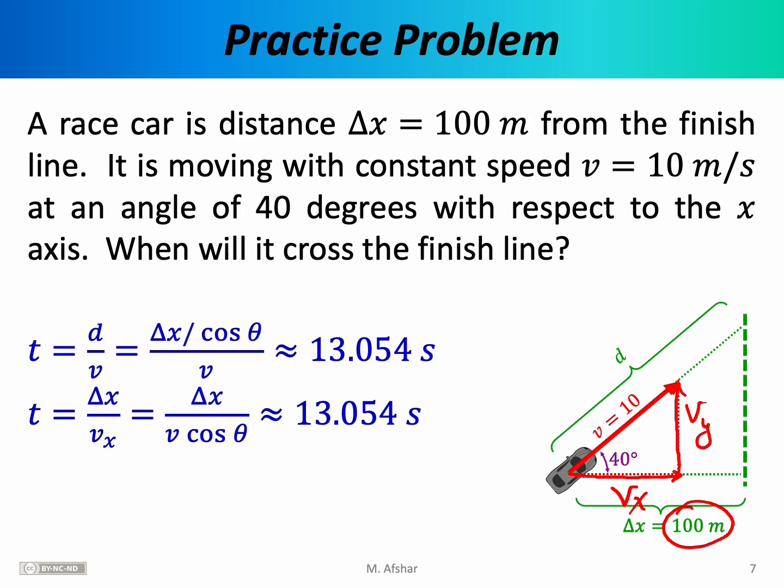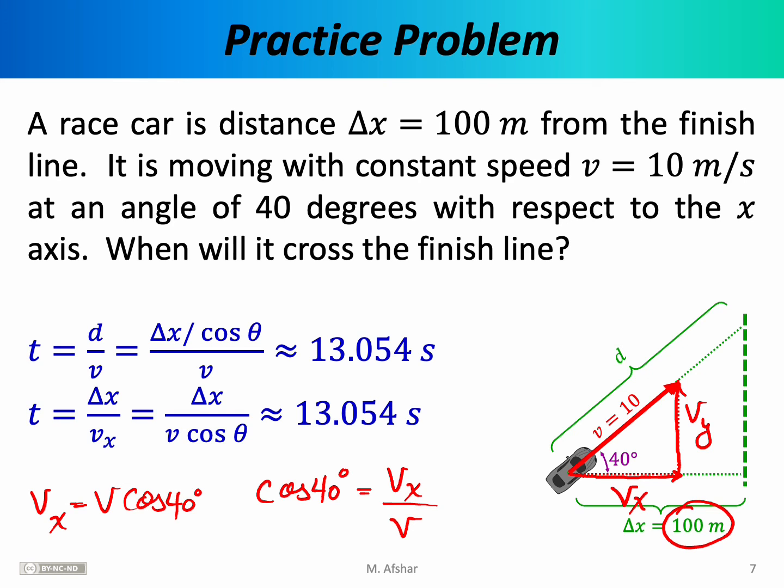We can figure out the x component using trigonometry. So again, by looking at cosine of 40 degrees, we remember that it must be adjacent over hypotenuse. Cosine of 40 degrees must be Vx over V. Rearranging this formula, we find that Vx must equal V cosine of the angle. So now we're going to take the distance delta x and divide it not by V, but by V cosine theta. So the idea is to take the distance and divide it by the speed in that direction.